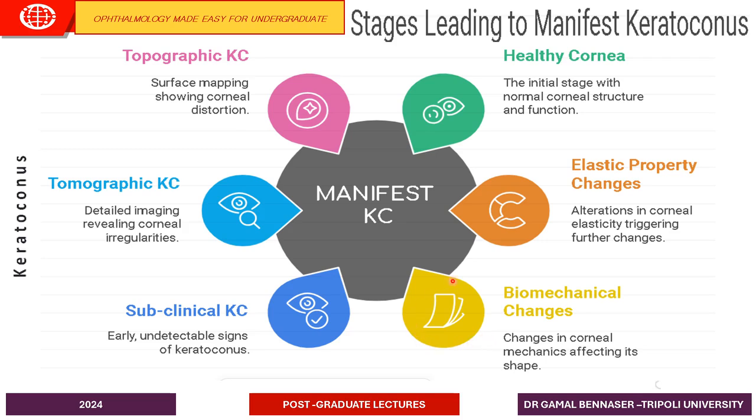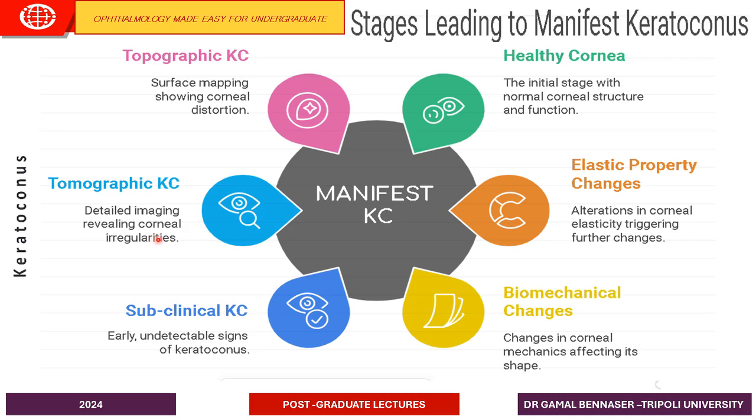And then after the biomechanical changes happen, the patient will suffer from a subclinical keratoconus that is still not seen clinically and can only be diagnosed by tomography, especially when there are changes in the posterior surface of the cornea, and still the internal stress factor is going on, and maybe still at this stage the visual function is well preserved and the patient still has good visual function.